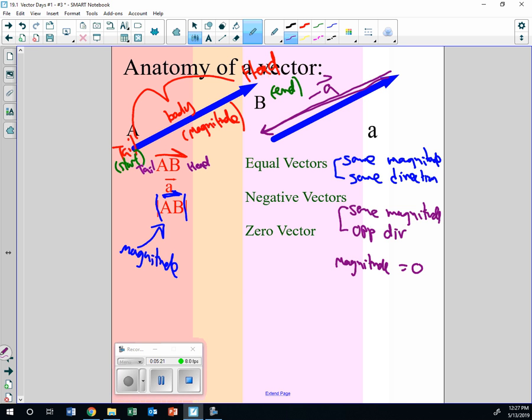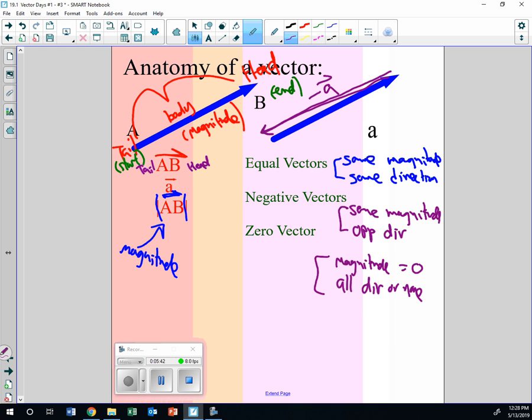Is 0, and what direction is it? All directions, or none. There is no direction to it. So how could a zero vector be even helpful? Or who would even care about a zero if you can't see it or draw it?